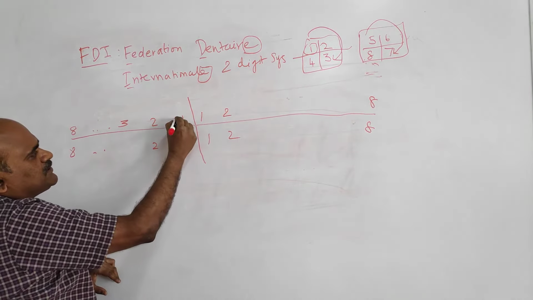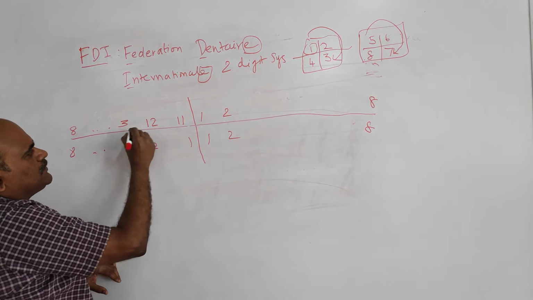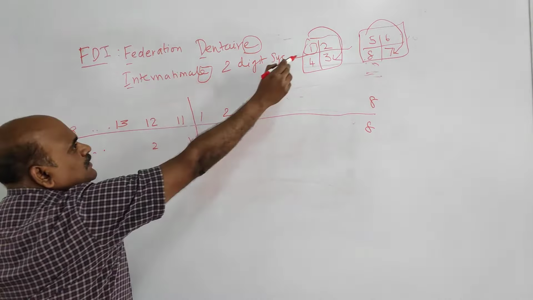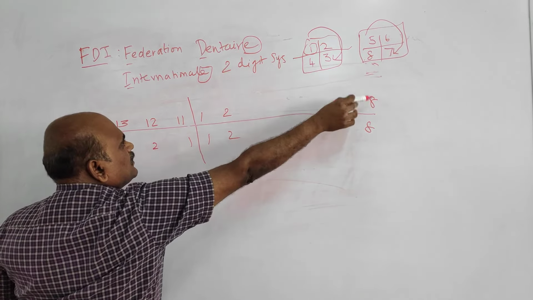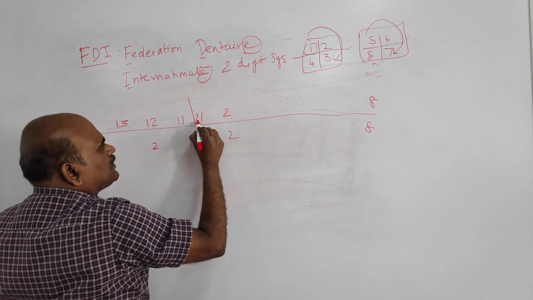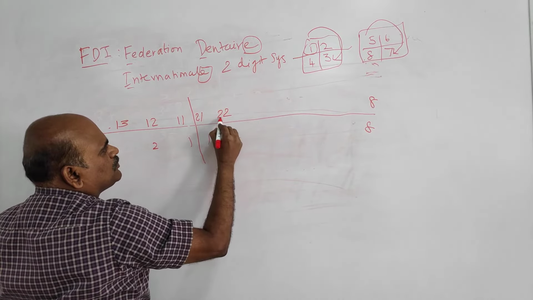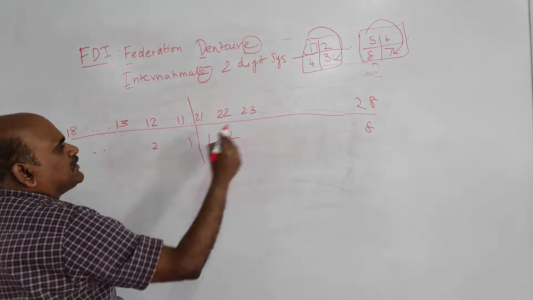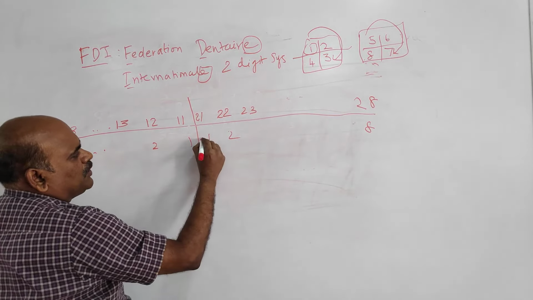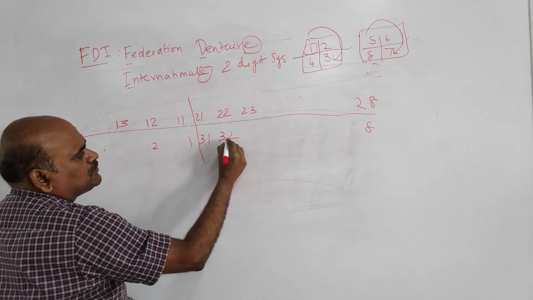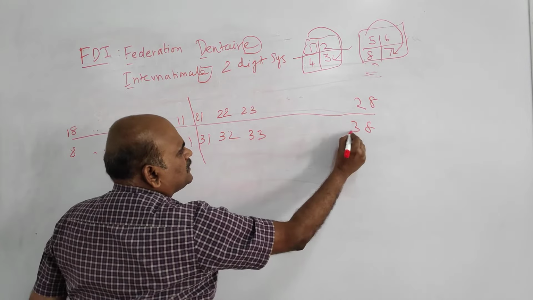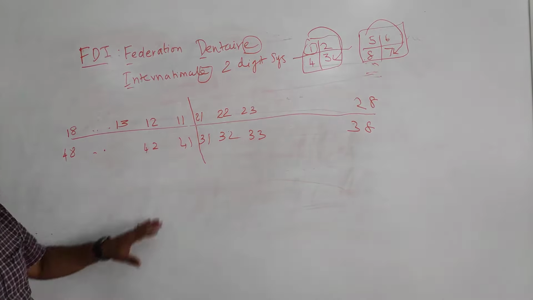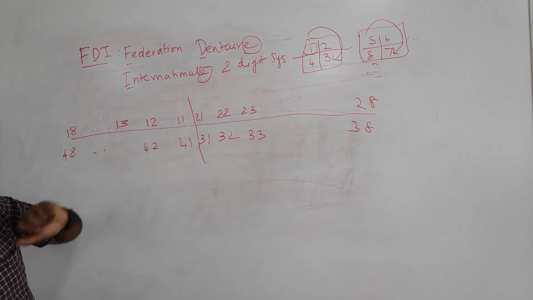1 to 8 are given. In front of that, 1: so 1, 1, 1, 2, 1, 3 up to 1, 8. Here for the left upper quadrant, 2 has to be prefixed before the numbers: 2, 1, 2, 2, 2, 3 up to 2, 8. Similarly, for the left lower quadrant 3, 1, 3, 2, 3, 3 to 3, 8. Similarly, 4, 1, 4, 2 up to 4, 8.